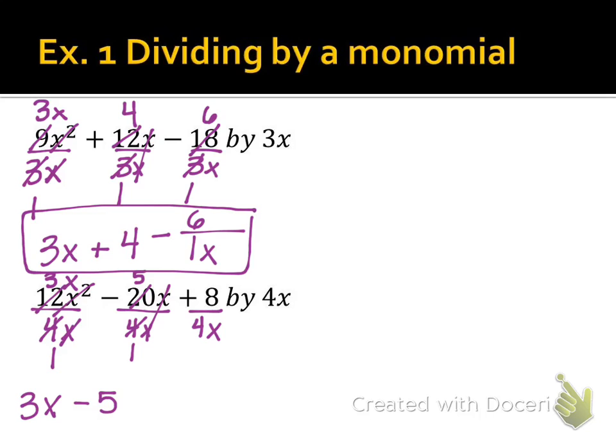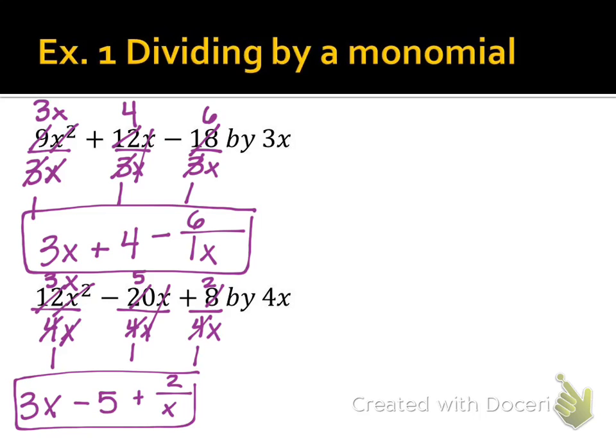And then what number can go into both 8 and 4? 4. 4 goes into 4 one time. 4 goes into 8 2 times. And I'm left with 2 over x, or 2 over 1x. Okay? All right, I'm going to give you one to do on your own.